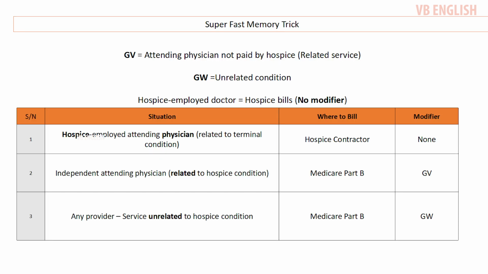Superfast memory trick. GV equals attending physician not paid by hospice, related service. GW equals unrelated condition.